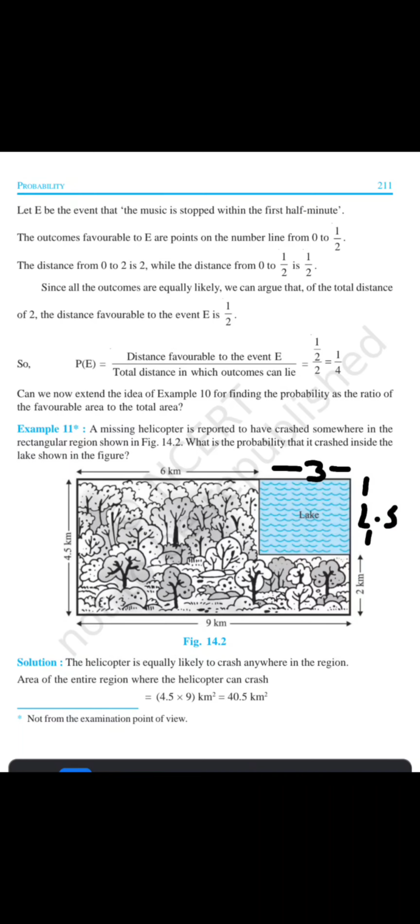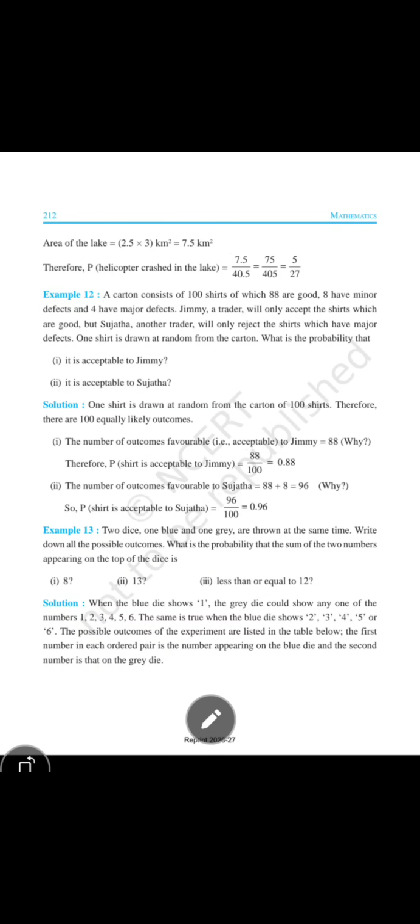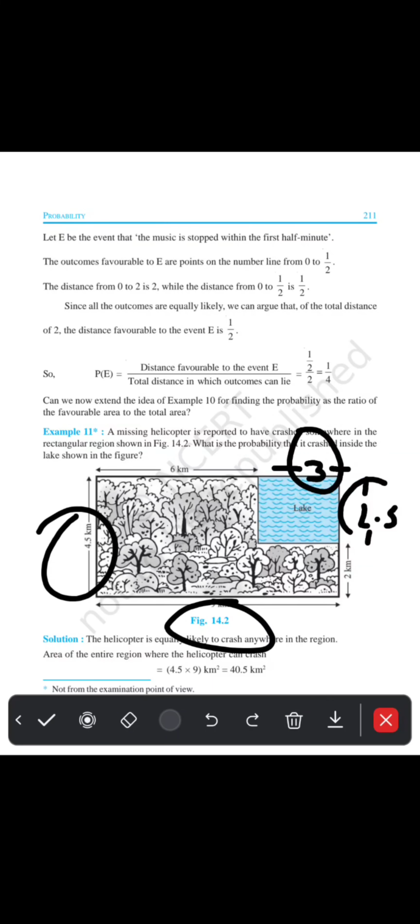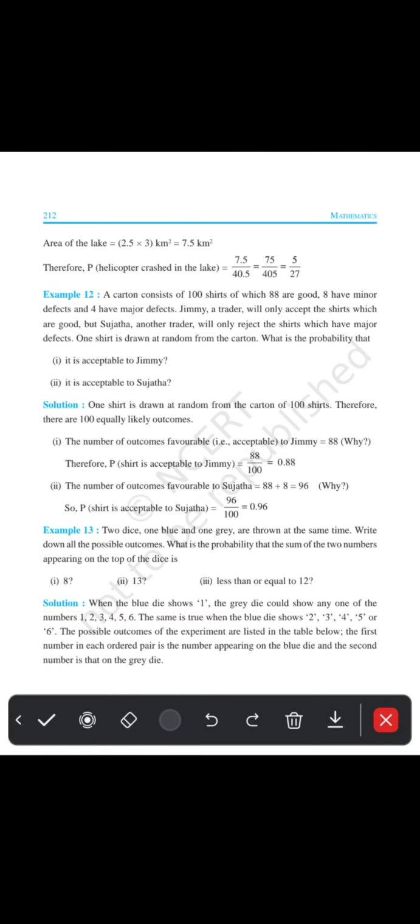So basically it is L and B. So 4.5 multiplied by 9, that is 40.5 kilometer squared. This is the area of the rectangle. And area of the lake: 3 multiplied by 2.5, so the area of the lake is 7.5. So probability of the helicopter crashing in the lake is the area of the lake divided by the total area. So that is 5/27.